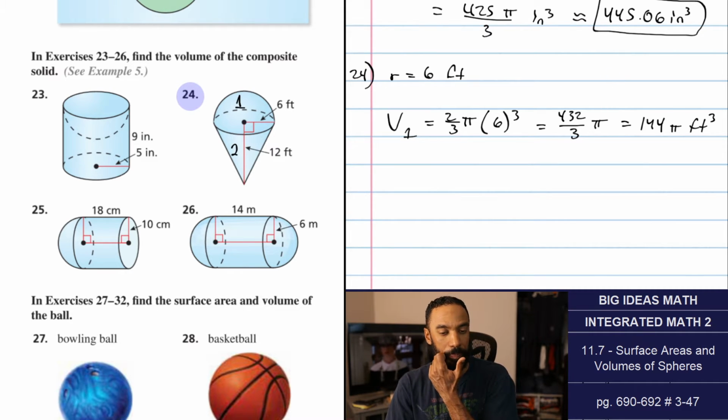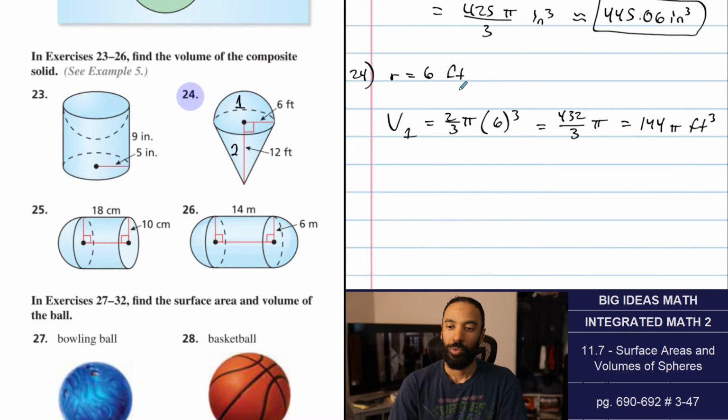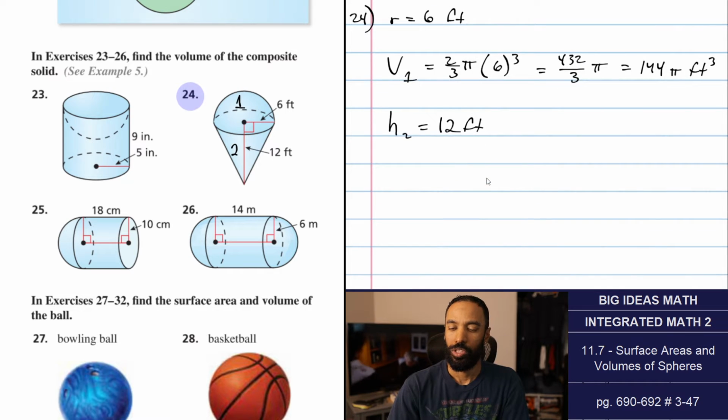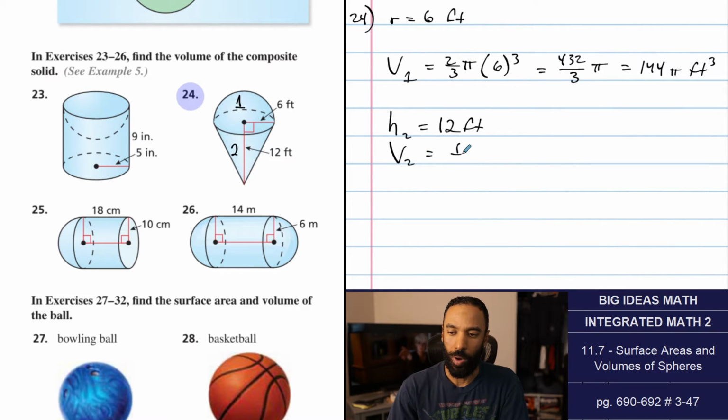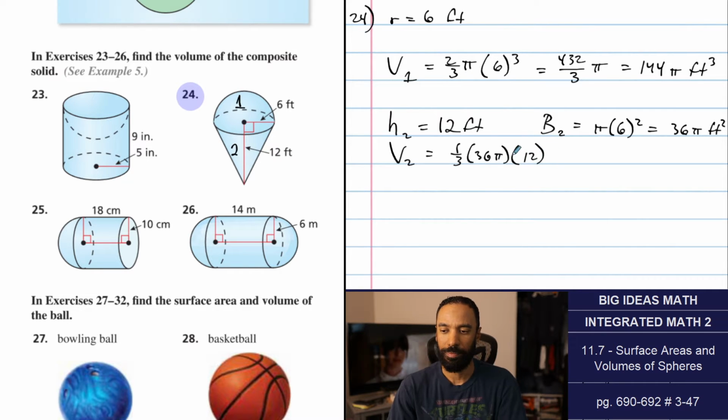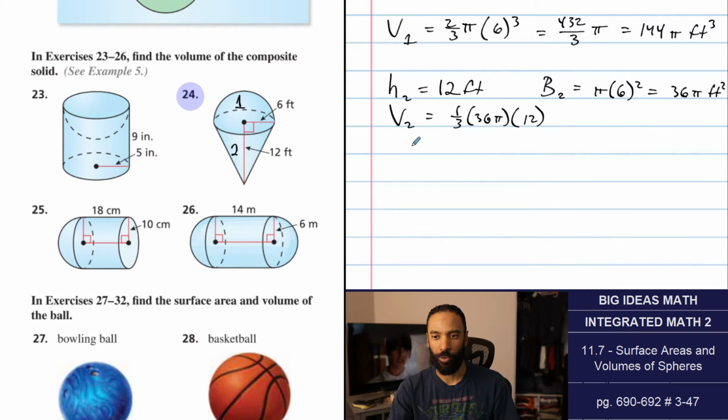That's object 1. Object 2, we have a height of 12 feet, and we have a cone. So the volume of object 2 is 1/3 area of base times height. Area of base is pi times 6 squared, which is 36 pi square feet. 1/3 of 36 is 12. 12 times 12 is 144. So we got 144 pi.